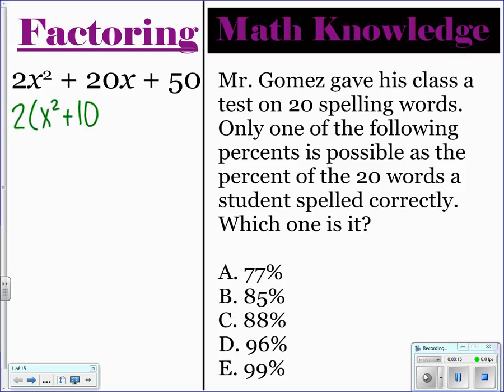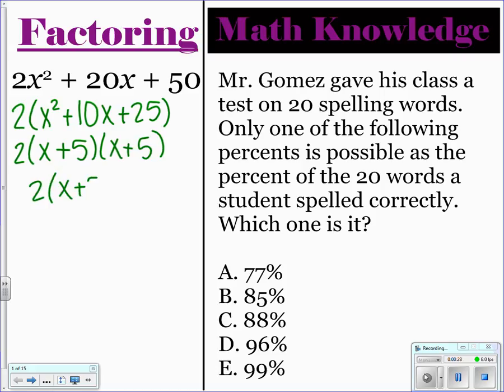And so you're going to have x squared plus 10x plus 25. And then that in the parentheses will factor further. It'll factor as x plus 5 times x plus 5. And so we're going to have 2 times x plus 5 squared. And so that would be your answer for the factoring.